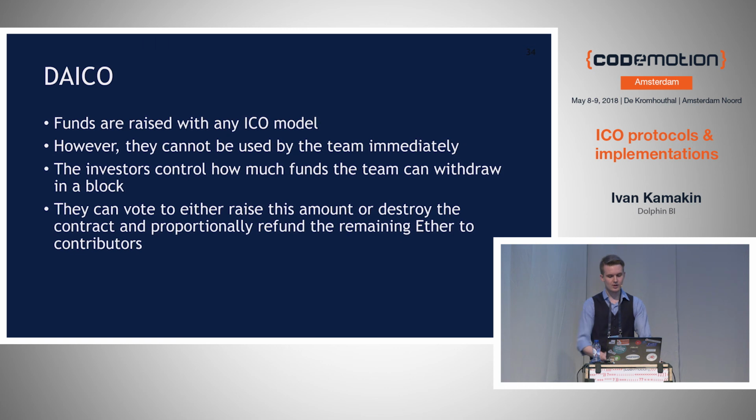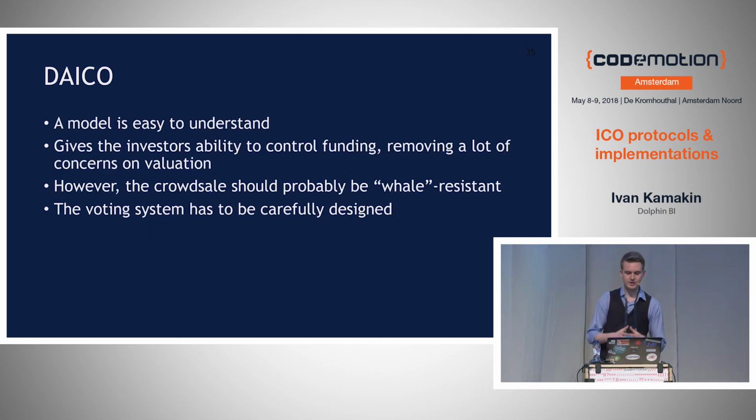so this problem can be cured. Finally, there is a DAICO, a very recent proposal by Vitalik Buterin, which adds an element of a decentralized autonomous organization to an ICO. First, there is a funding round, which can use any arbitrary model or mechanism. But then the contract goes into the DAO stage, where the investors can vote on one of two actions, either to raise the so-called TAP, which is the amount of funds developers can withdraw from a contract per block, or to nullify the contract and proportionally refund the remaining ether to the investors. So this is a fairly simple model.